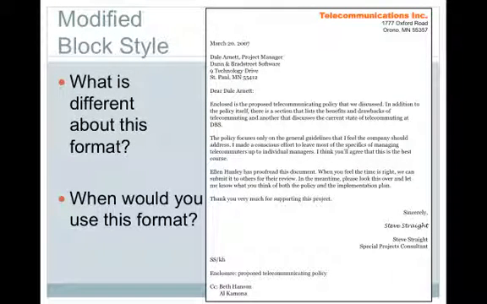Because the modified block style uses a different alignment for the writer's return address, closing phrase, and signature, it is useful to highlight information about the writer.